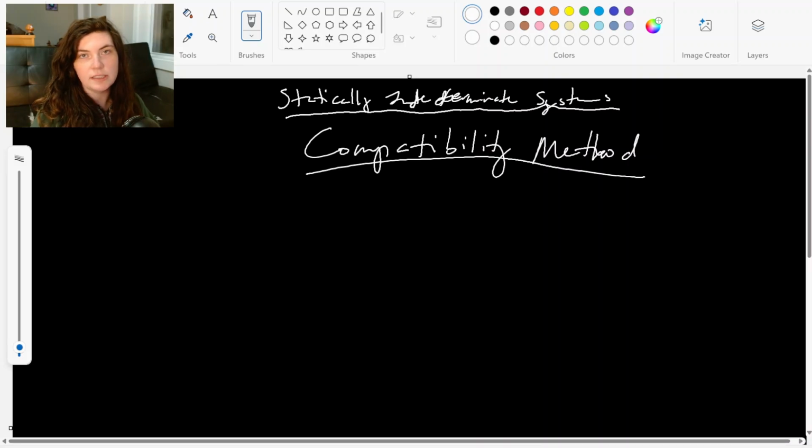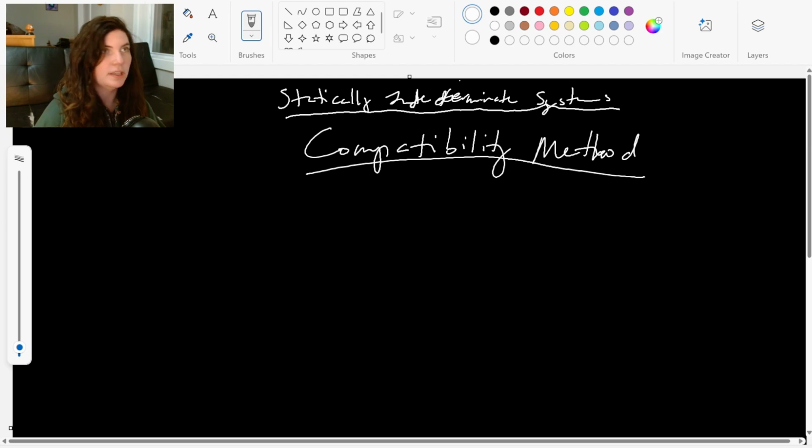As we're talking about these statically indeterminate systems, there's another method we can use that might be a little more popular with some. I personally like this method a little bit more than the flexibility method. It's totally up to you. Either method will give you the same result. But in this compatibility method, we kind of flip the flexibility method on its head.